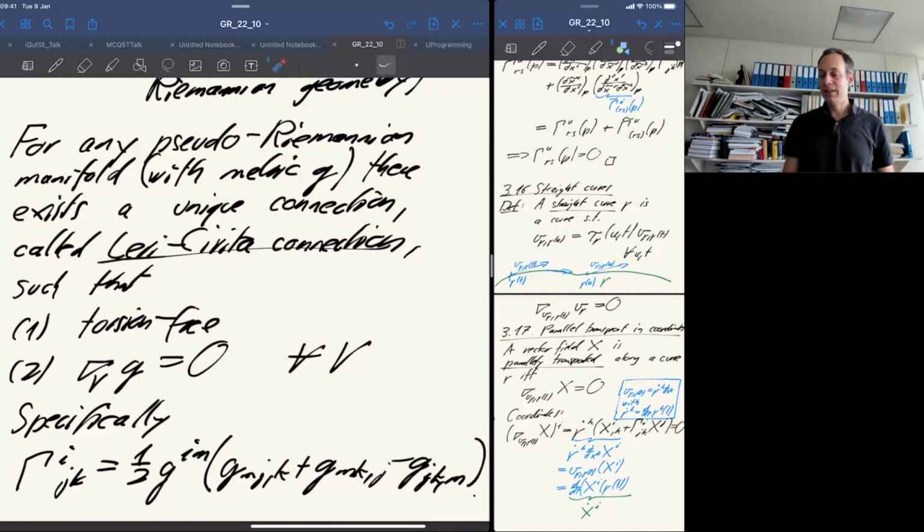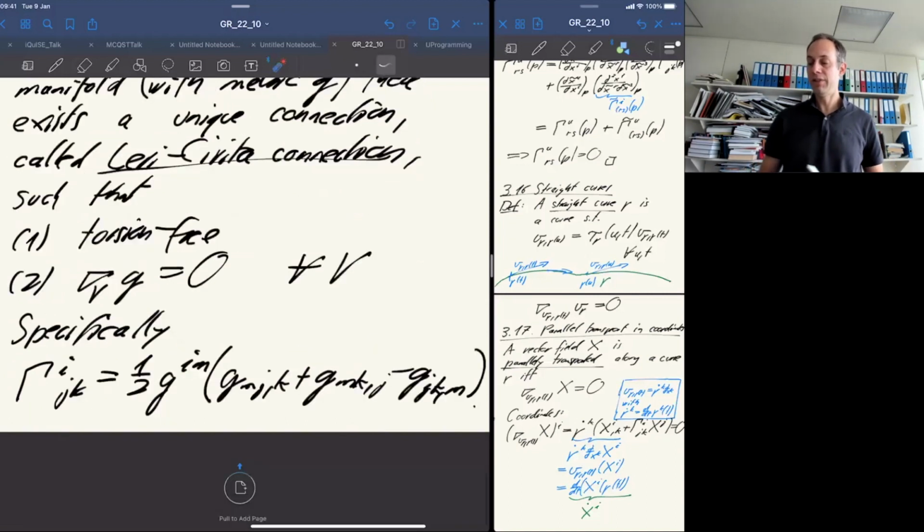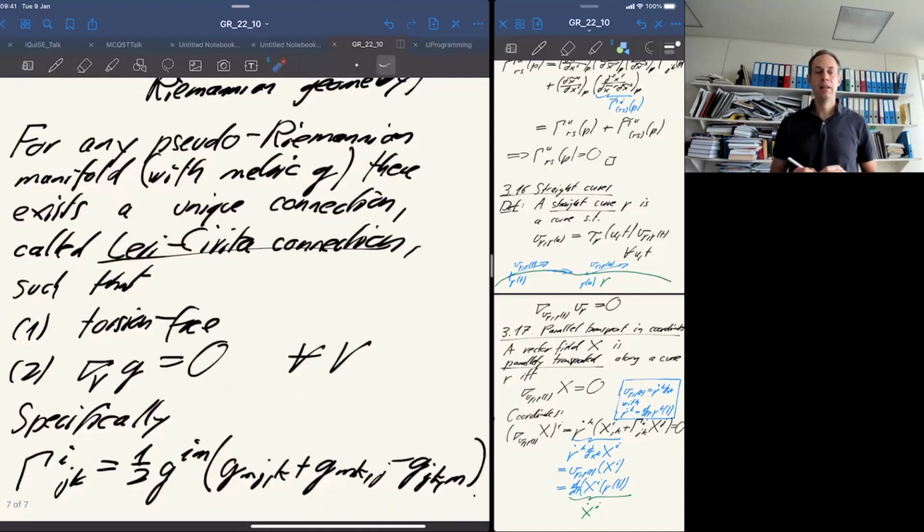So again, I recommend them because it will help you to get a feeling for all these definitions. So please attend them.